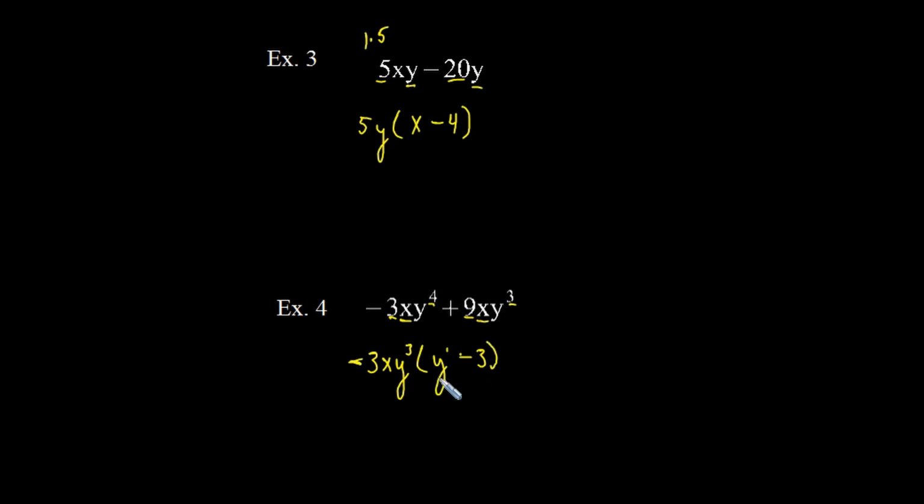So again, we'll do a quick check, just to make sure we've done this correctly. Negative 3 times 1 is negative 3. xy cubed times y is xy to the fourth. And then negative 3 times negative 3 is positive 9, and xy cubed times no variables accounts for the entire xy cubed, all the variables in the original problem.